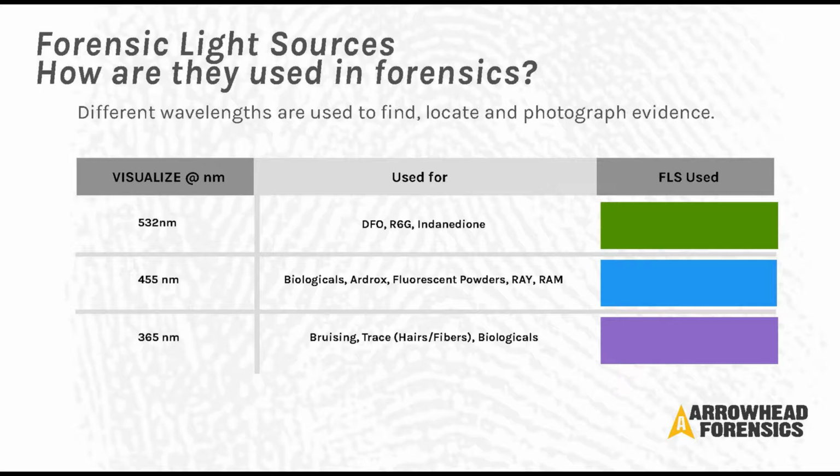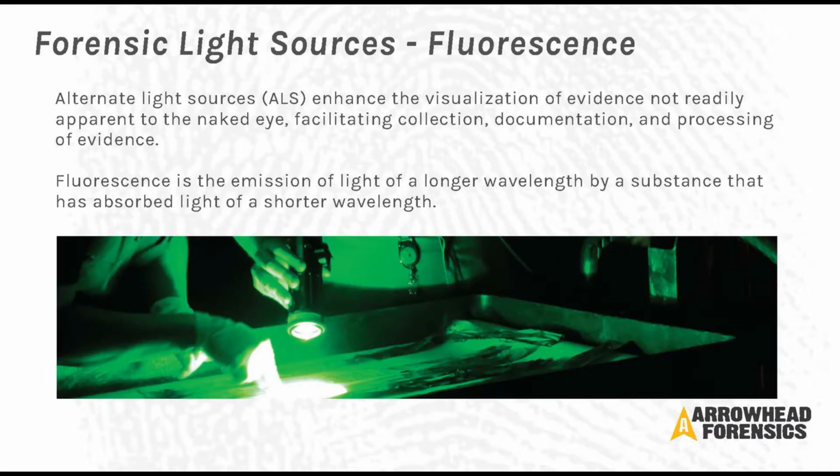fluoresce. In 455, like I mentioned before, that's a 455 blue. We're looking for biologicals, also other chemical dye stains like Ardrox, RAM, and also fluorescent powders. And we're going to look at some of these today. And then 365 UV. In 365, we're going to look for bruising, trace evidence, fibers, and some biologicals. So these are the three primary things that are used in forensics.